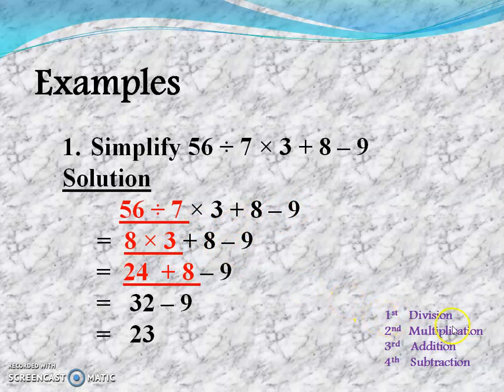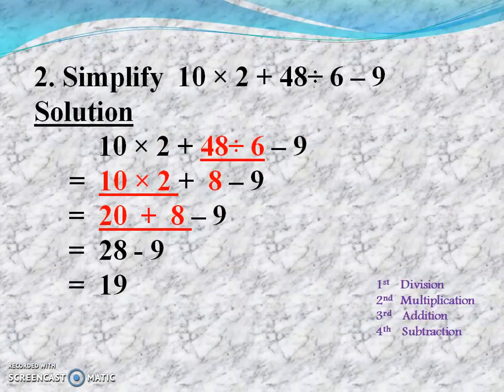Then after finishing division, we go for multiplication. Now the multiplication sign is in between 8 and 3. So we multiply 8 and 3. 8 times 3 gives you 24. Then rest we copy as it is. After multiplication, we go for addition. Now the addition sign is in between 24 and 8. So 24 plus 8 gives you 32. Minus 9 we write as it is. And finally subtraction, 32 minus 9 gives you 23.